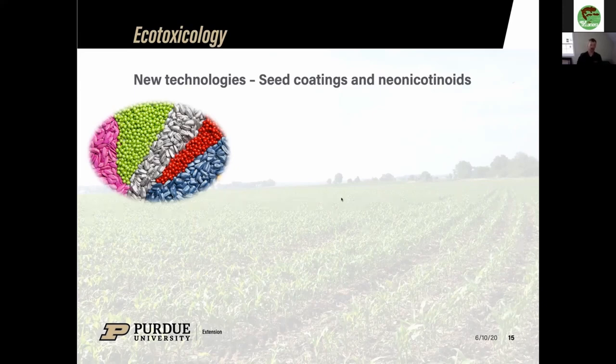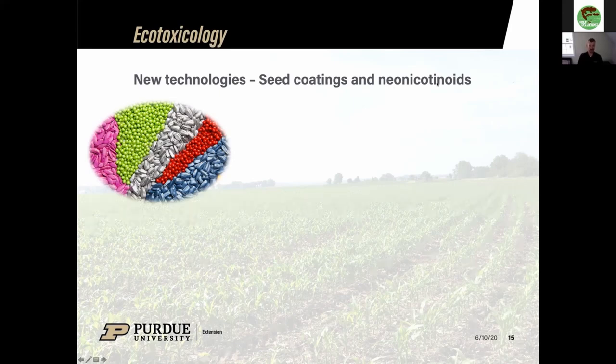So what you're seeing right here are various seed coatings. And what these seed coatings are is basically you coat a seed with a pesticide. And the idea is that when the plant germinates, it'll take up these chemicals and provide prophylactic protection against various pests. And in particular, we're using this a lot with a new generation of pesticides called the neonicotinoids.